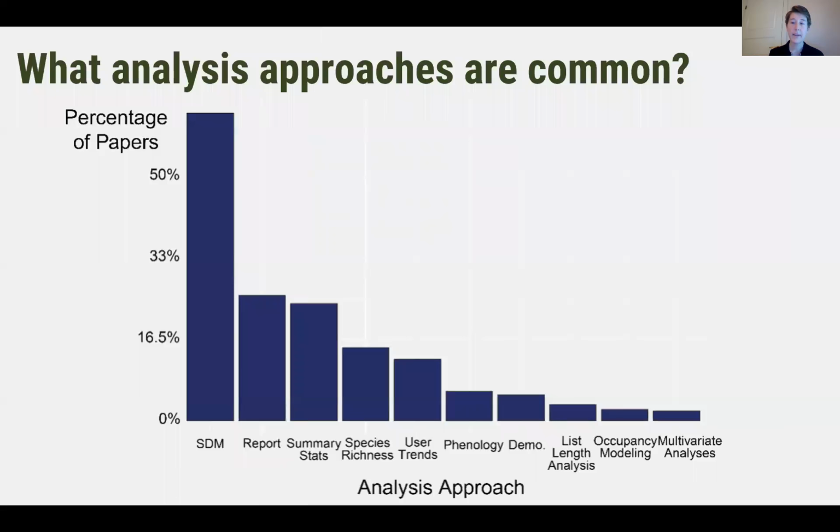And overall, these are the analysis approaches that were taken in our set of 300 papers. Species distribution modeling was dominant, but there was really a wide range of approaches.